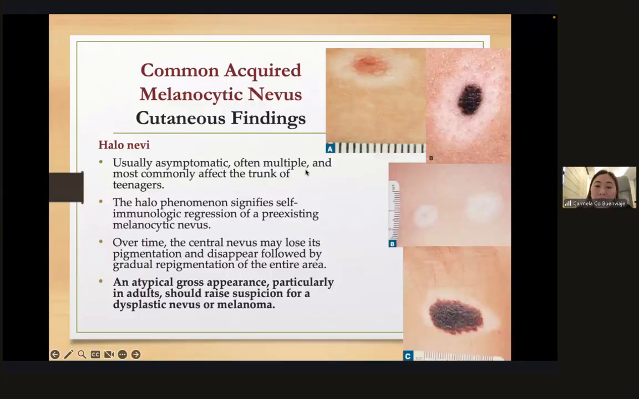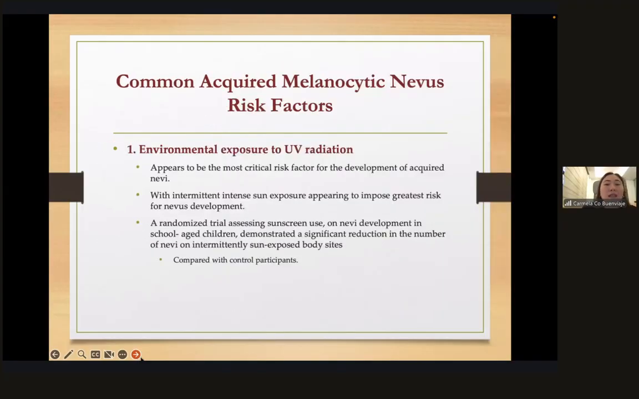These are usually asymptomatic, often multiple, and most commonly affect the trunk of teenagers. The halo phenomenon signifies immunologic regression of a pre-existing melanocytic nevus. Over time, the central nevus may lose its pigment and disappear, followed by gradual repigmentation of the entire area. Still, it's possible that there's an atypical gross appearance, particularly in adults, and you should also raise suspicion for a dysplastic or atypical nevus or a melanoma. So if the features of the halo nevus look suspicious, we should still suspect dysplastic nevus or melanoma.